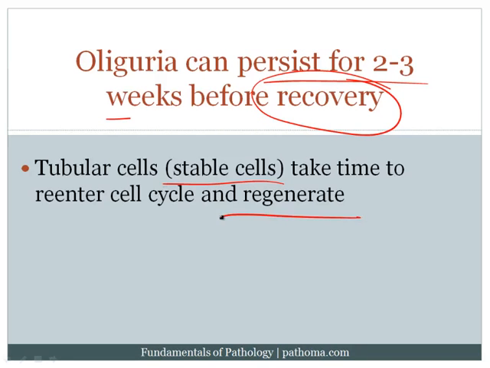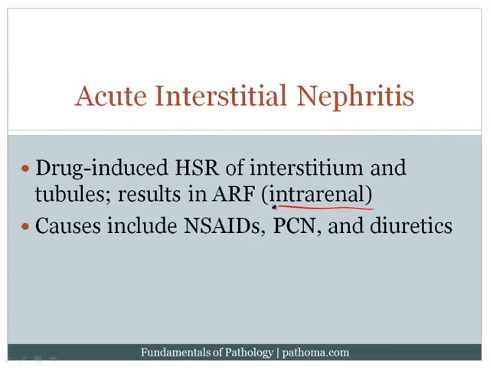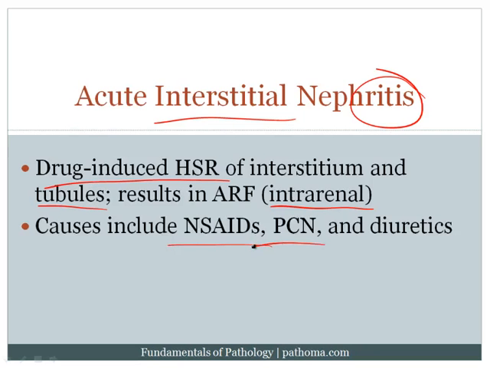Another important cause of intrarenal azotemia is acute interstitial nephritis. Now, the word interstitium implies that we're dealing with the connective tissue between the tubules. That's what interstitium is. It's all of that connective tissue between the tubules. And of course, there's inflammation. This is basically a drug-induced hypersensitivity reaction of the interstitium. It can spread over into the tubules. The key causes are going to be drugs. They include NSAIDs, penicillin, and diuretics, just to list a few.